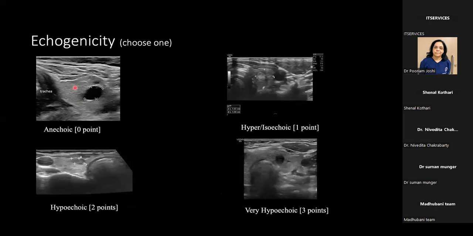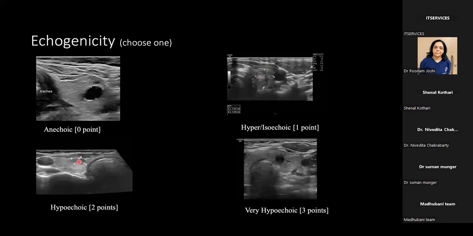Now echogenicity. Again, anechoic, only cystic component. Anechoic means it's only cystic component, no echoes in between. Hyperechoic, isoechoic. So you can see this is an isoechoic nodule, which is similar to the background thyroid parenchyma. This is the ICA. So this is a thyroid parenchyma, this is the nodule, and this is the ICA. So you can see it is merging with the background. So it is isoechoic. You can give 1 point.